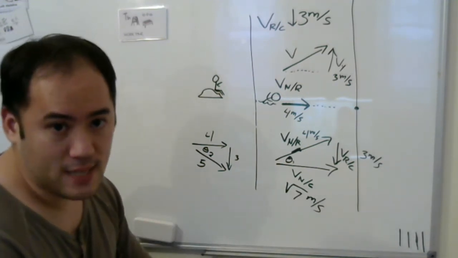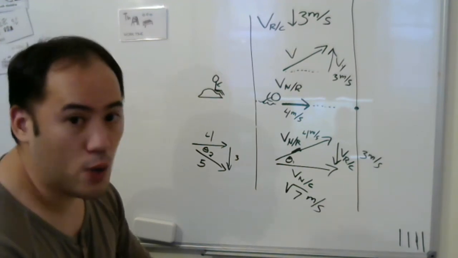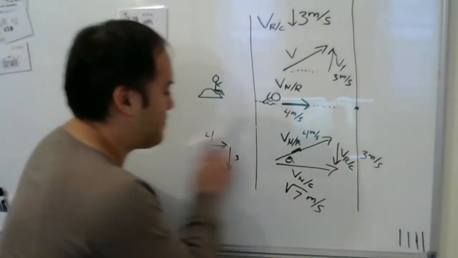This works for any velocity vectors in relative motion. They don't have to be right angles at all. In fact, you can have no right angles in the problem, which would be quite a spicy problem.